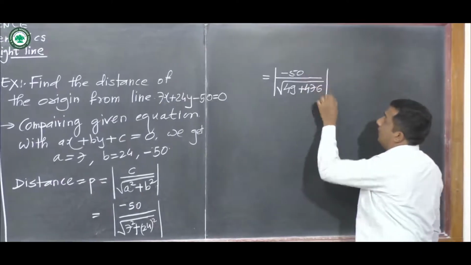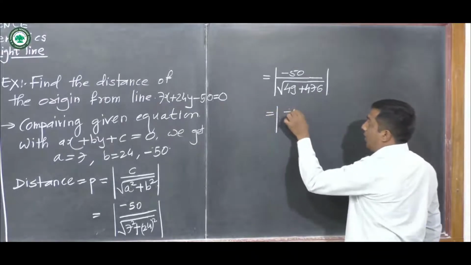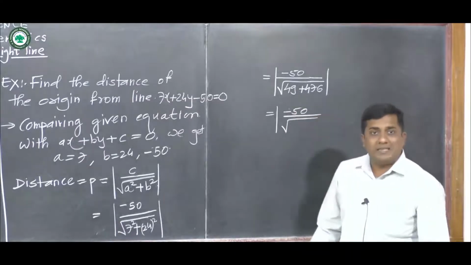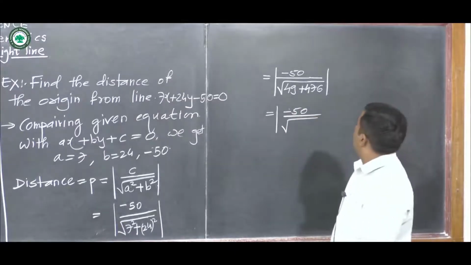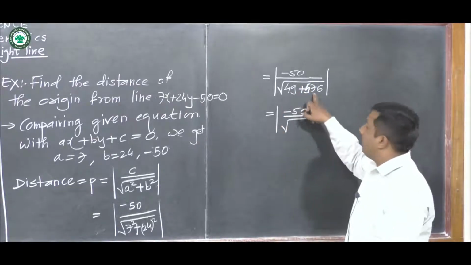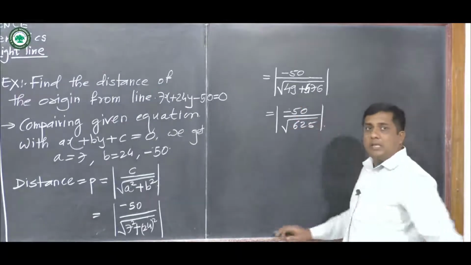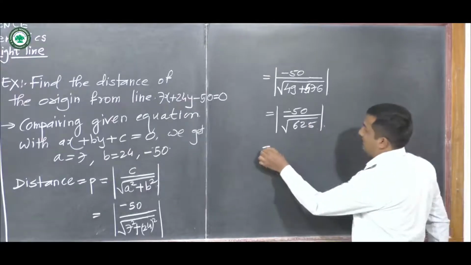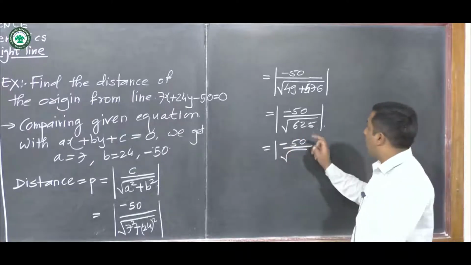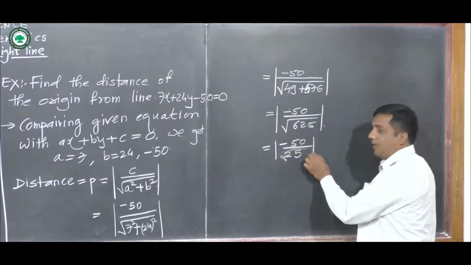Okay, now this is equal to inside the mod minus 50 upon square root of, we know 7 square is 49 and 24 square is 576. Now this is equal to inside the mod minus 50 upon, 49 plus 576 is 625. Now this is equal to minus 50 upon inside the square root. We know square root of 625, okay, square root of 625 is 25.